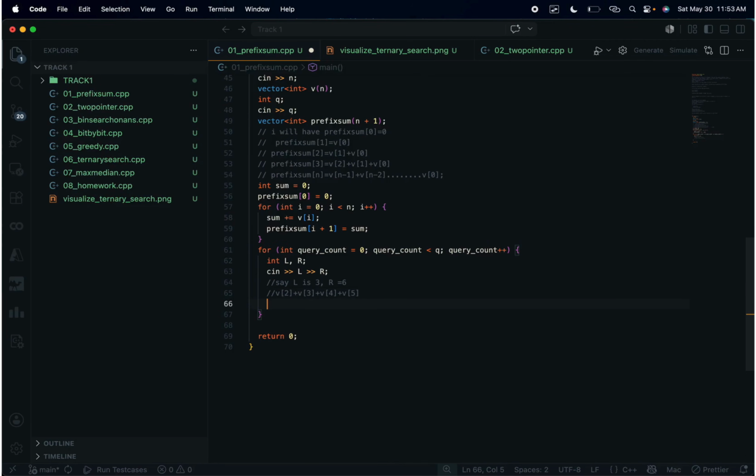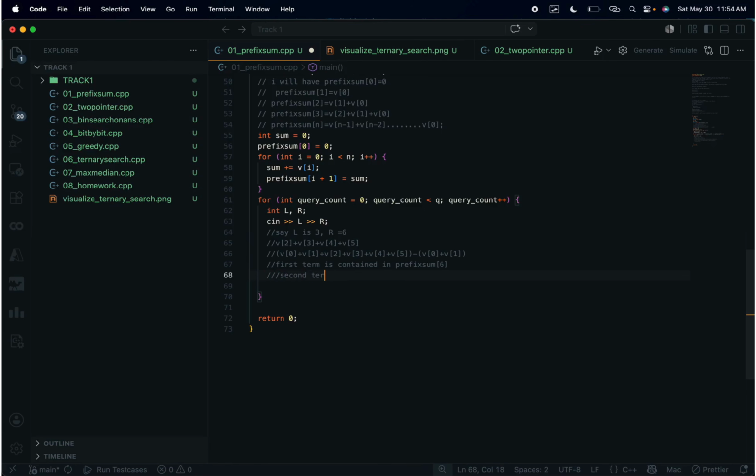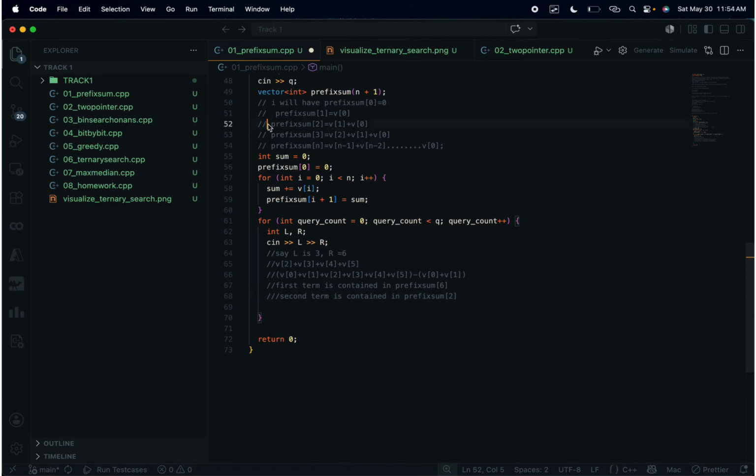So if we want v of 2 plus v of 3 plus v of 4 plus v of 5, we can write this as v of 0 plus v of 1 plus v of 2 plus v of 3 plus v of 4 plus v of 5 minus v of 0 plus v of 1. I have basically subtracted v of 0 plus v of 1 here. The first term is contained in prefix sum of 6, and the second term is contained in prefix sum of 2. As we discussed here, prefix sum of 2 is v of 1 plus v of 0.